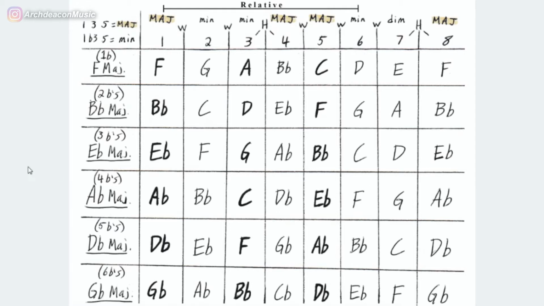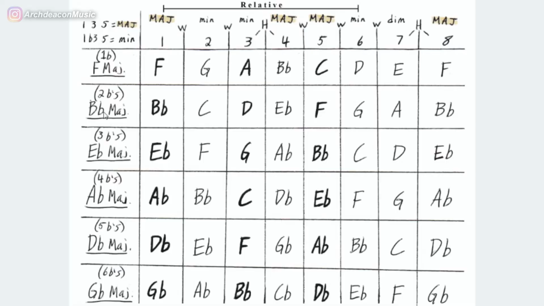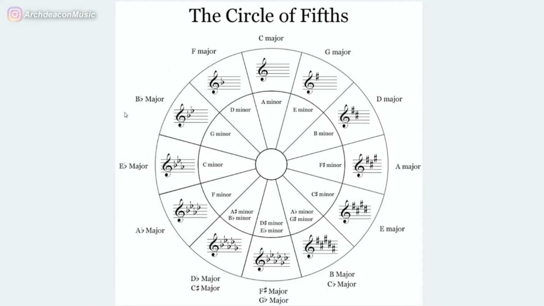Something I want to mention with the flat keys: you go up by a fourth. In order to find the next flat, it's up a fourth, okay? So B flat to E flat, a 4th. E flat to A flat, a 4th. And this is the left side, the flat keys. F to B flat, that's a 4th. B flat to E flat, that's another 4th, and so on.